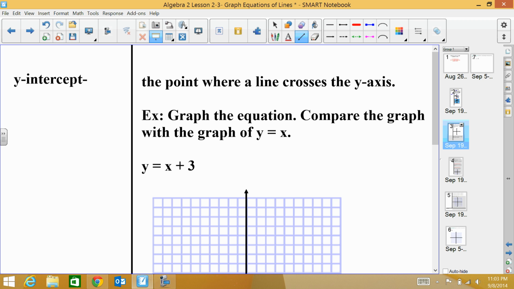Okay, so we already talked about the y-intercept. The y-intercept is the point where the line crosses the y-axis. So knowing that, we're going to graph this next equation and compare it with the graph of y equals x. So we've got this graph, and then we're going to graph this one and compare them.